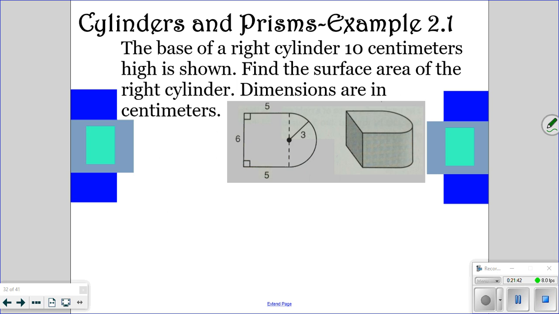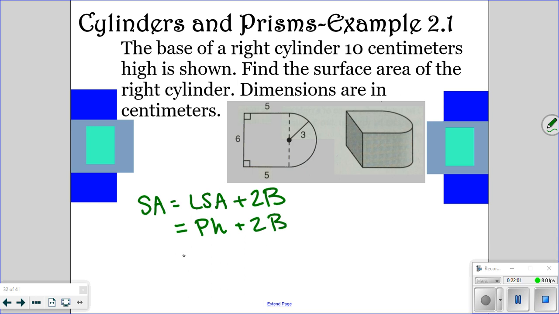So we're going to find the surface area of this cylinder. So our surface area is going to be the lateral surface area plus the 2 bases. So the lateral surface area is perimeter times the height, and then we're going to have our 2 bases. So the perimeter here is going to be 5 plus 6 plus 5, so that's 15. No, that's 16.